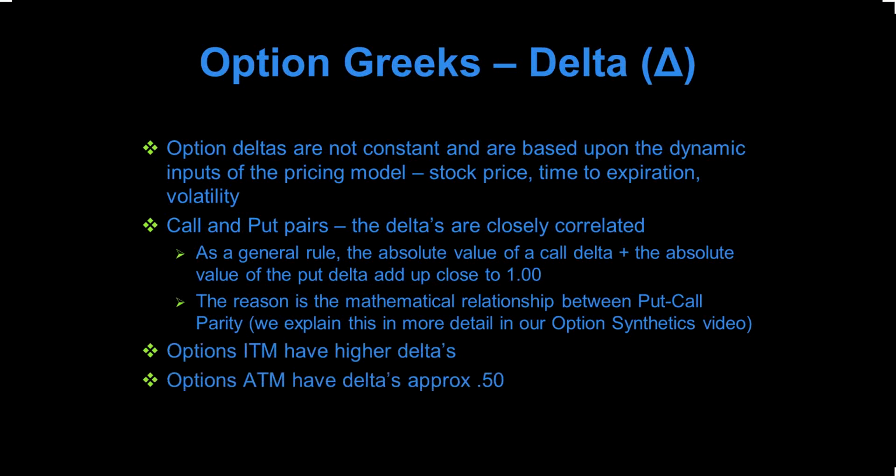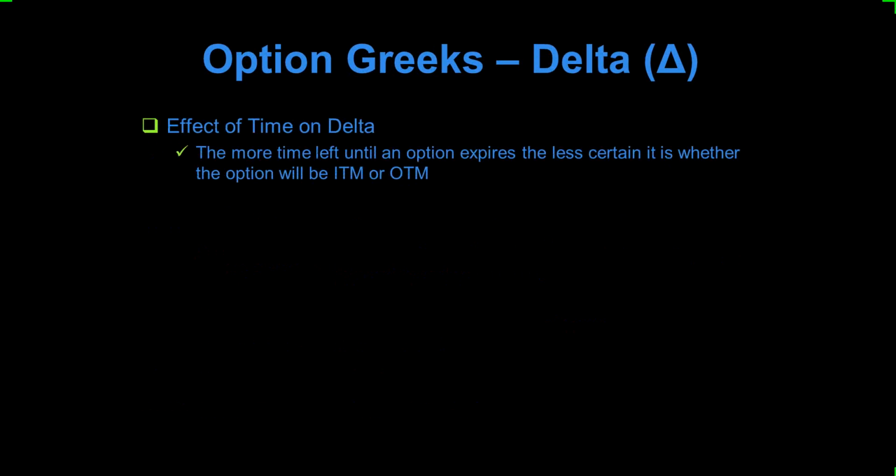Options, as we said, in the money have a higher delta. Options at the money have approximately a 50 delta. Options out of the money have a delta less than 50. So these are the effects.